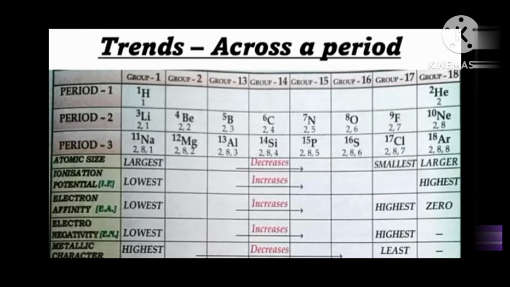Here you can use any mnemonic to learn this: atomic size and metallic character are both decreasing across a period, and the others are increasing, that is ionization potential, electron affinity, and electronegativity. These all increase across a period, that is left to right, like this.